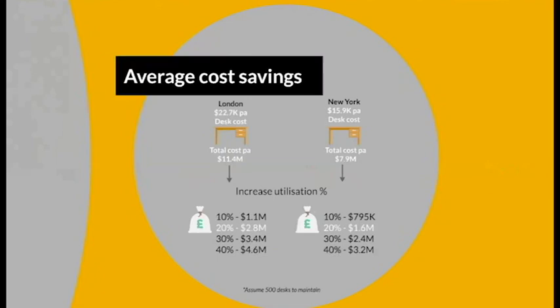Moving the needle by 10%, taking the London stats, means a savings of 1.1 million a year. Increasing utilization by 20% means 2.8 million a year. That's reflected in other cities depending on individual desk costs, but these are staggering numbers. For most people that are at 45% right now, small changes make a massive difference.